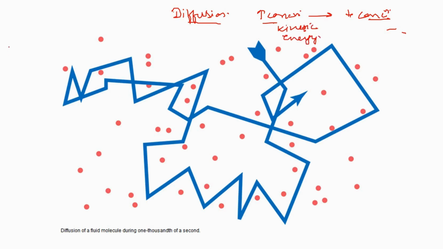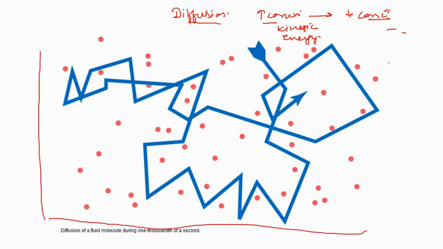So here we can see that suppose this is a chamber which is filled with some gas, and these are the gas molecules which are colliding with each other. They are moving here and there, and they have high kinetic energy here as compared to the outside of this box. So because of this higher kinetic energy, collision happens and the substance will move from the box to the outside environment.